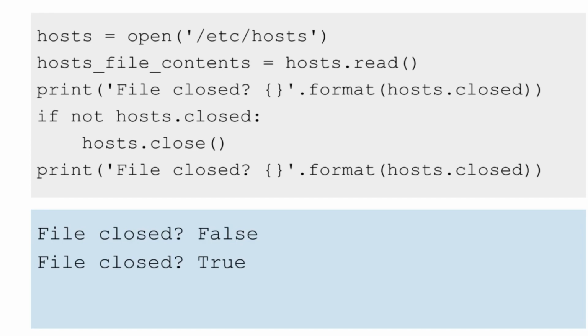Each file object has a closed attribute that returns true if the file is closed and false if it is not. You can use this attribute to ensure a file is closed. This example uses an if statement to check if the Boolean returned by the closed attribute is not true. If the file is not closed, then the following code block is executed. In this case, it simply closes the file.